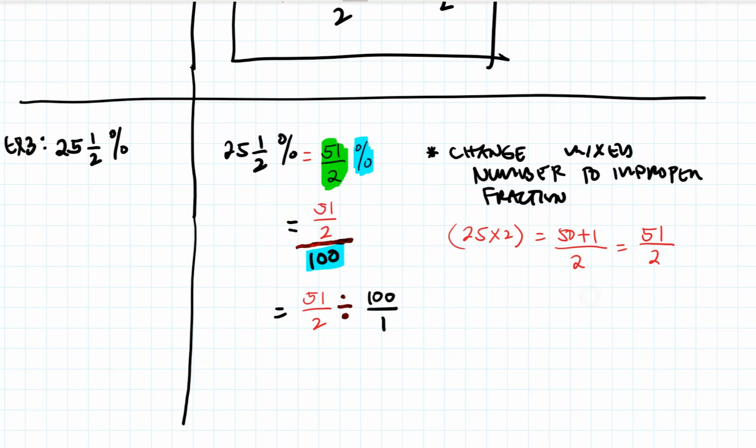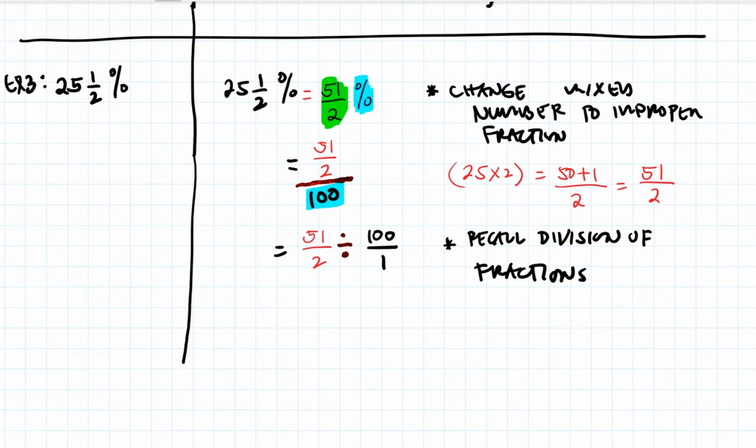So recall division of fractions. Is it not that when you try to divide fractions, we will not do anything with the first fraction, but instead of division, we change it to multiplication, and we do the reciprocal of the second fraction, or we call this one the divisor, 1 over 100.